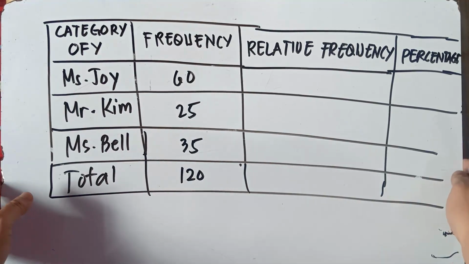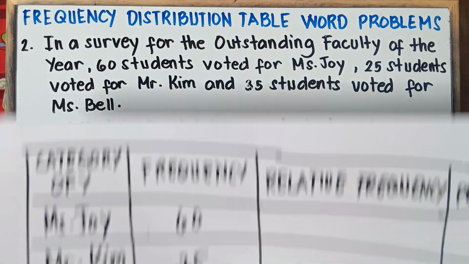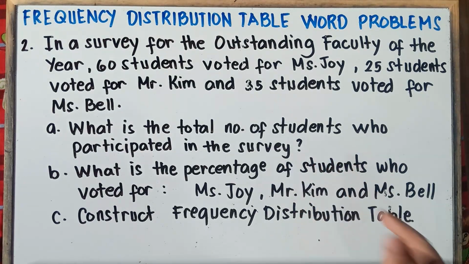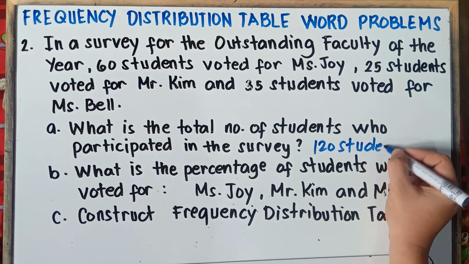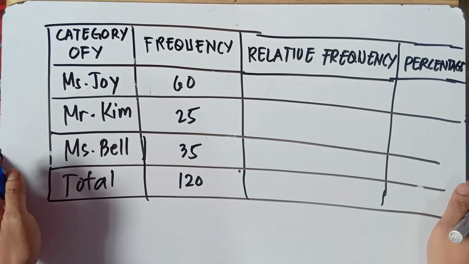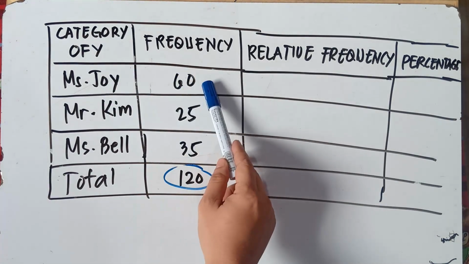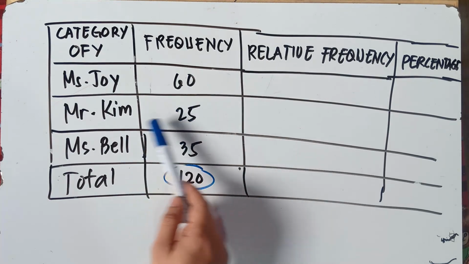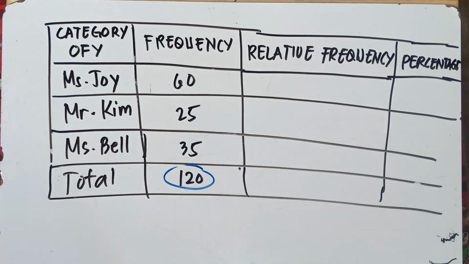So therefore, class, we can already answer letter A. What is the total number of students who participated in the survey? Our answer for letter A is 120 students. Once again, it's very easy to answer letter A and letter B if we already have the frequency distribution table. 60 for Miss Joy is her frequency, 25 for Mr. Kim is his frequency, and 35 for Miss Bell is her frequency. If you add this up, that would be the total. Therefore, 120 students participated in the survey.